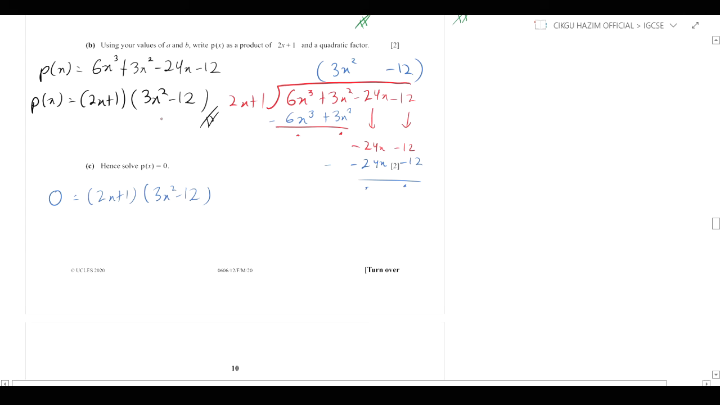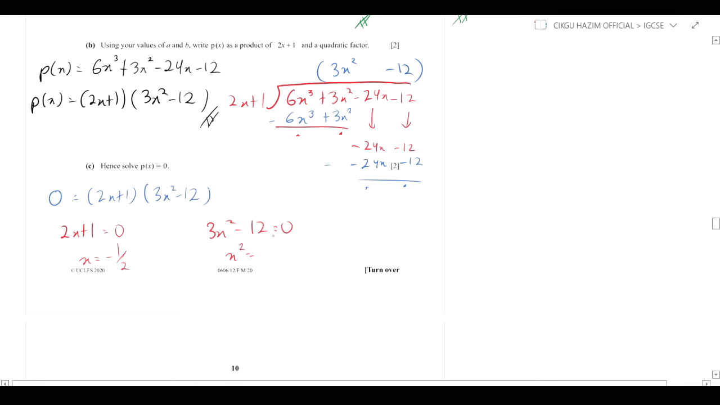And if we have two brackets here, the way we solve this is 2x plus 1 equal to 0, and 3x squared minus 12 equal to 0. Here we have x equal to negative 1 over 2. Remember, we have a cubic. Cubic must have 3 answers. So here must have 2 answers, because here already have 1 answer. On the right must have 2 answers.